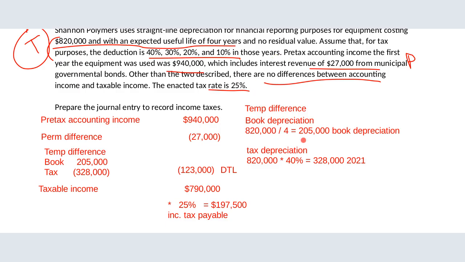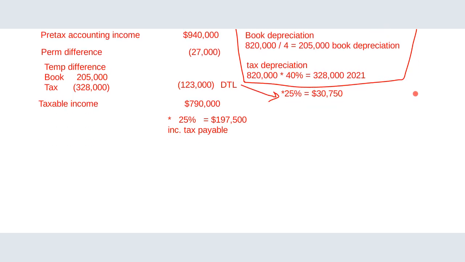We had no beginning balances for the deferred tax liability. Let me just enclose this so it gets out of the way. Right, so the full tax effect from the temporary difference will be journalized. So 123 multiplied by 25% is 30,750. So now we are ready to do our journal entry.